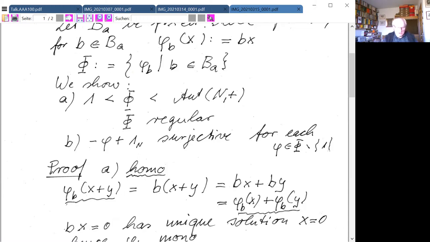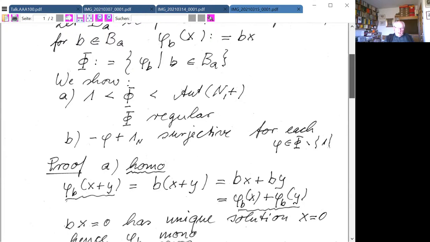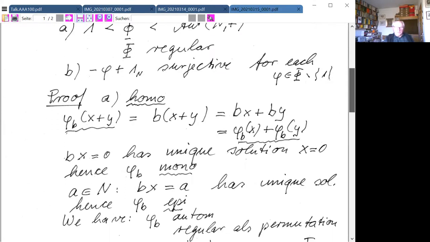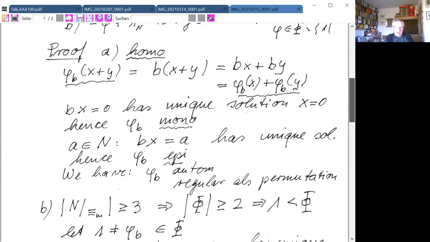Okay, this is now what we have to show. Proof A, I show that phi is a homomorphism. Well, that's clear. phi of phi_b(x).